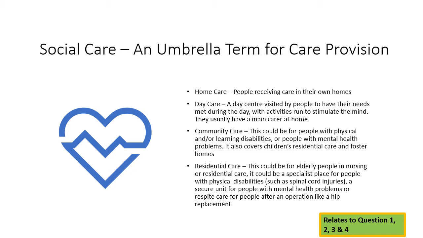And residential care, so this could be for elderly people in nursing or residential care. It could be for a specialist place for people with physical disabilities such as spinal cord injuries, a secure unit for people with mental health problems, or respite care for people after an operation like a hip replacement.